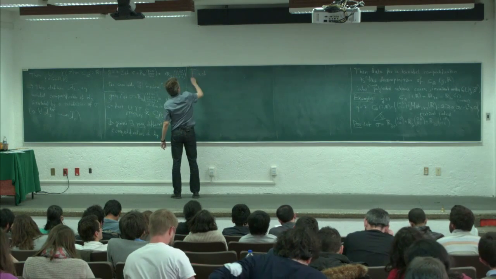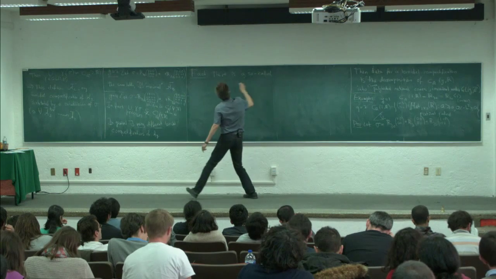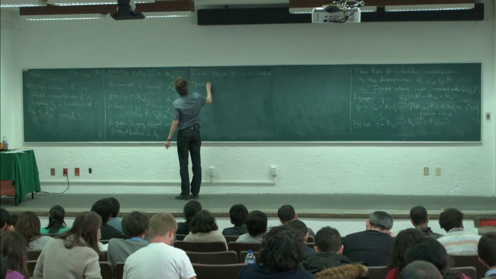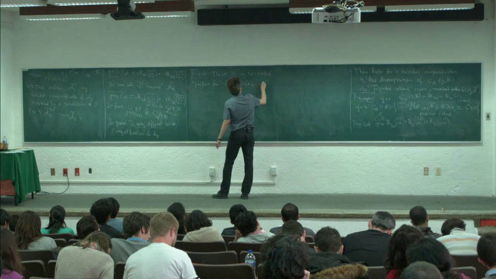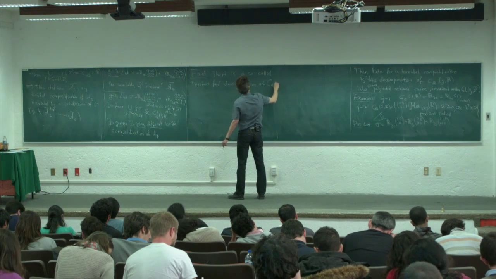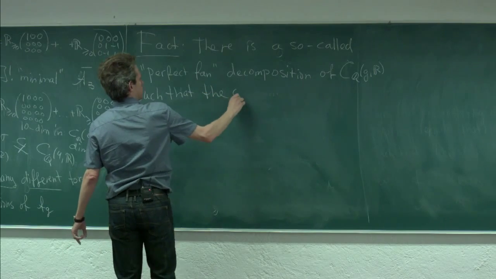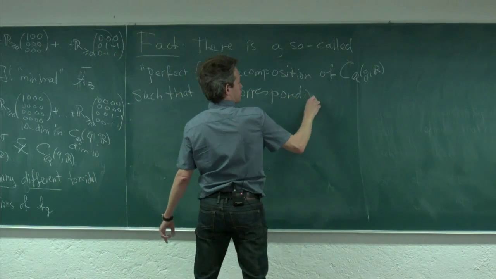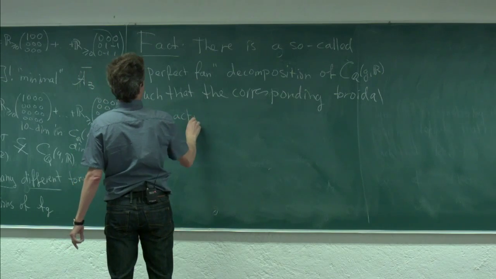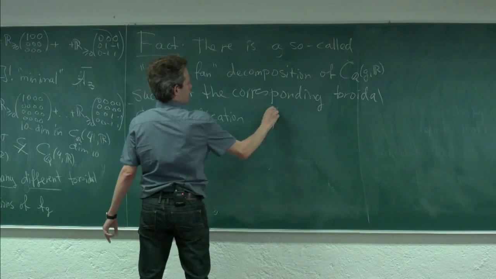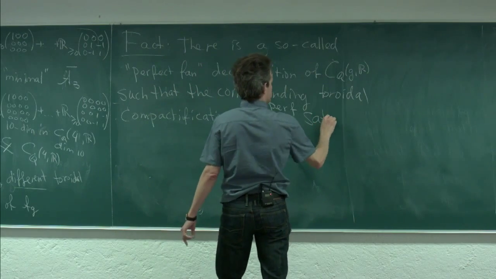Fact: there is a so-called perfect fan decomposition of this for any genus, such that the corresponding toroidal compactification A_G^perf satisfies the following list of properties.